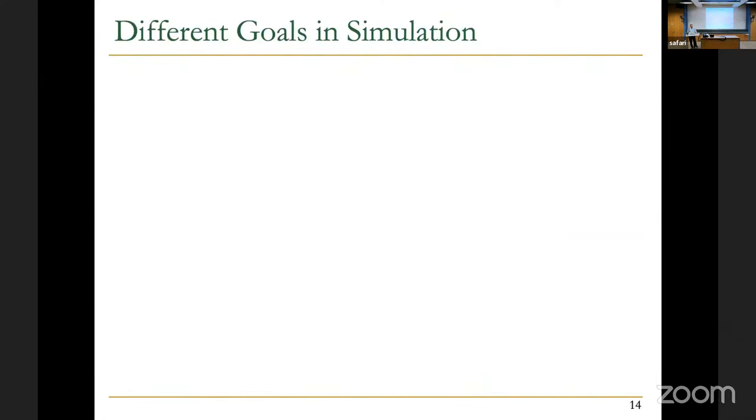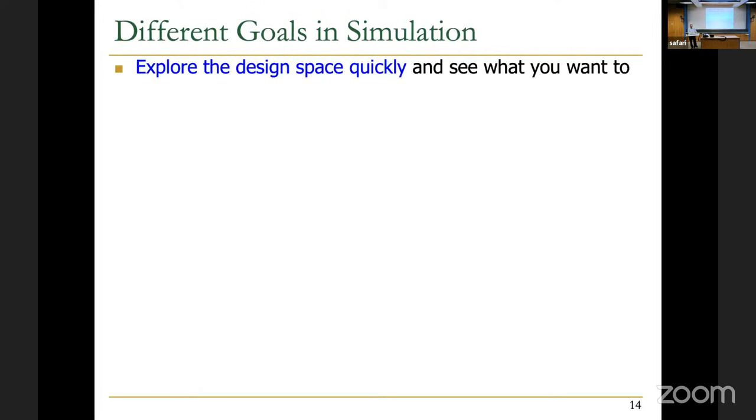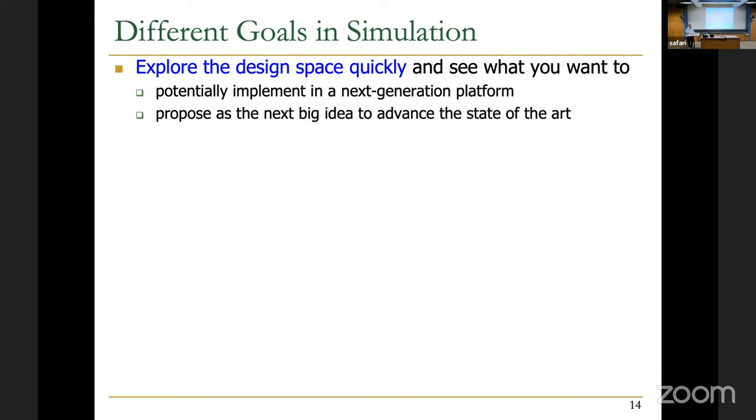So there are two different general goals in simulation. One is, as I said, to explore the design space quickly and see what you might want to implement in the next generation platform. So you are simulating something that hopefully we're going to have in a next generation of systems, or maybe even foreseen 10 years later, 20 years later. Those are the use cases for simulation. Or, for example, you want to propose the next big idea to advance the state of the art. So the goal is mainly to see the relative effects of design decisions. That's one general goal in simulation.